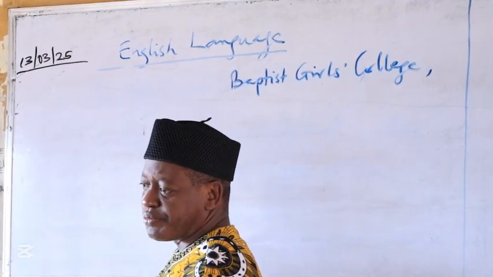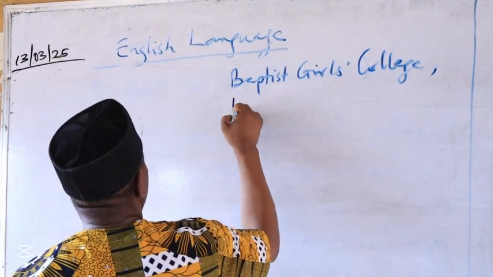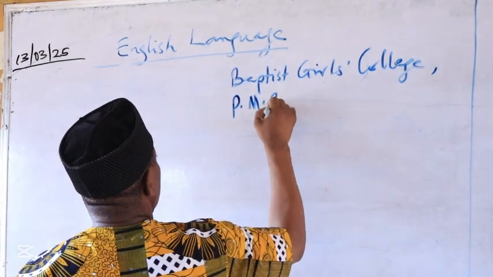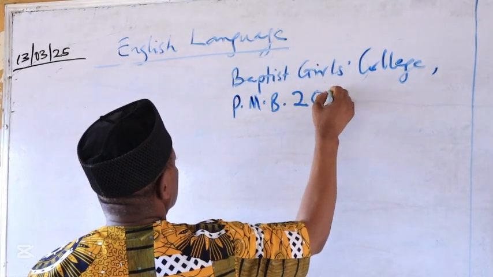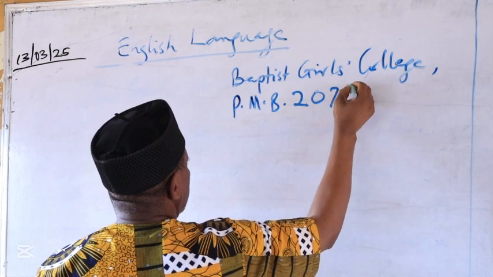What's your PMB? 207. Huh? 207. 2, 7, 9.